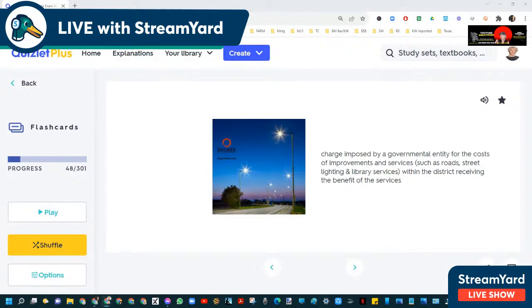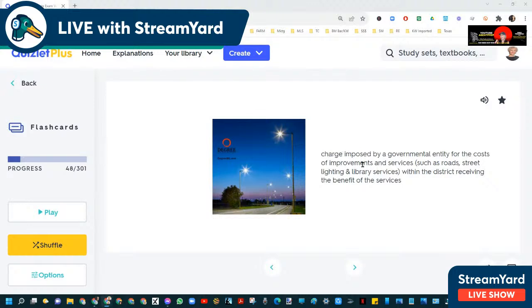So next definition, number 48. So very good for those of you who answered bilateral. Charge imposed by a government entity for the cost of improvements and services, such as roads, streets, lighting, and library services within the district receiving the benefit of the services.